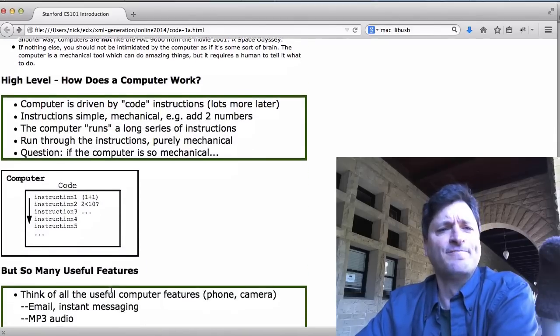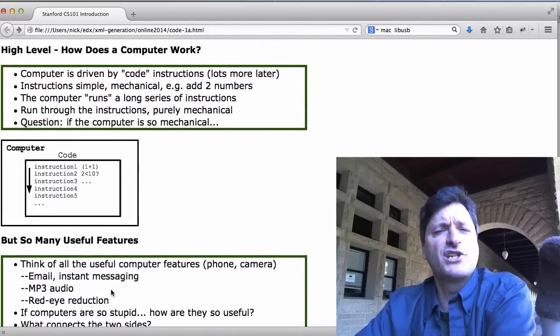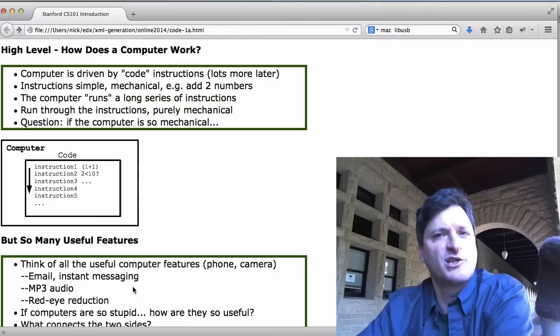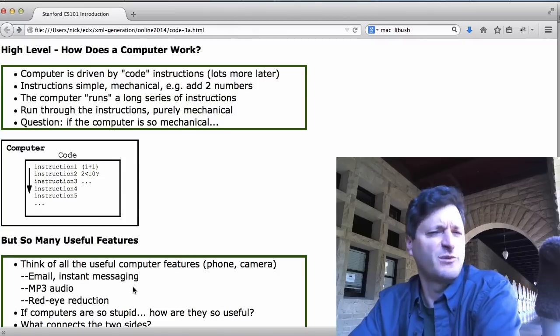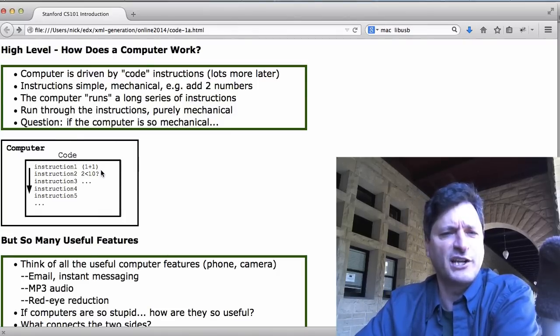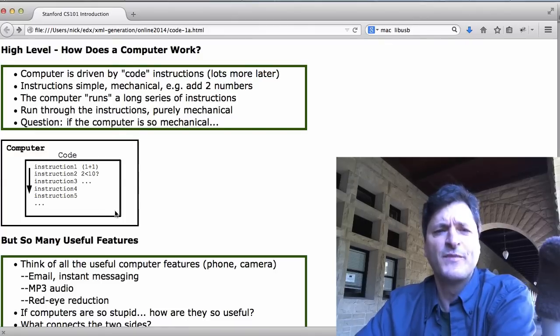So at a high level, the operation of a computer is really driven by code. And for today, I'll just describe code as being made up of a series of instructions. As I mentioned before, maybe add two numbers or something really simple like that. So here I have my little drawing. Inside the computer, we've got some body of code, and there's just a series of instructions: add these two numbers, and then compare this, and whatever.